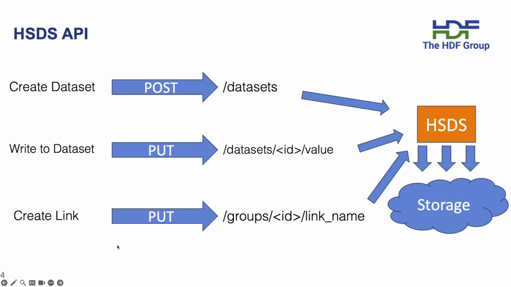IDs are used by HSDS to uniquely identify certain objects. And in this case, for a dataset ID, you can then use that to perform operations on the dataset, such as writing to it through making a PUT request to this dataset value endpoint, that value being an extension to the dataset ID. Another operation, just as an example, say you want to create a link to some existing object like a dataset. You want to create that link in some group.